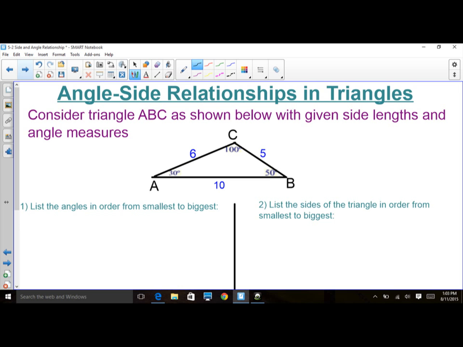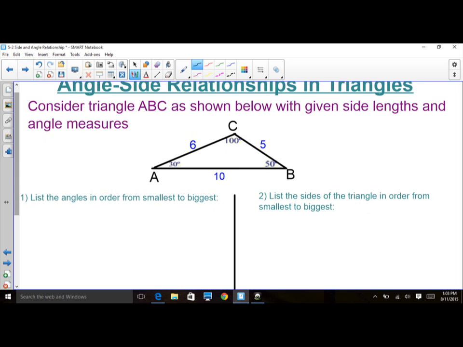So here we have triangle ABC in the following diagram. The side lengths are given to us as well as the angle measures. And what we have to do in our first task is list the angles in order from smallest to biggest. So I always like to keep it nice and organized. I know I'm going to have a small, medium, and large angle, and I'm going to list those angles out by name.